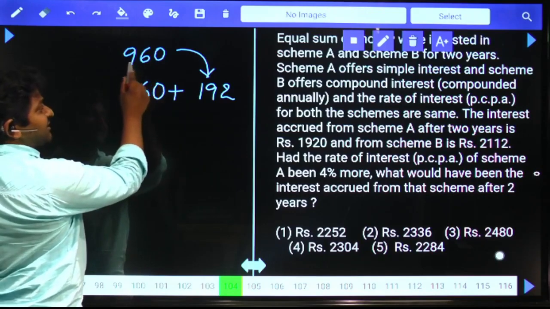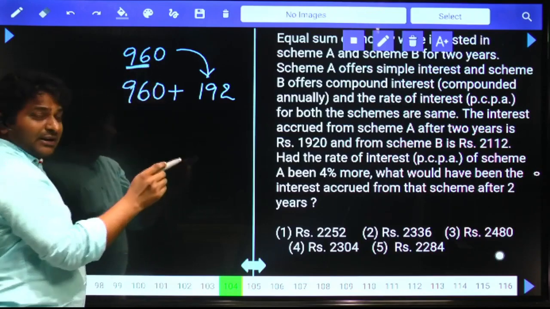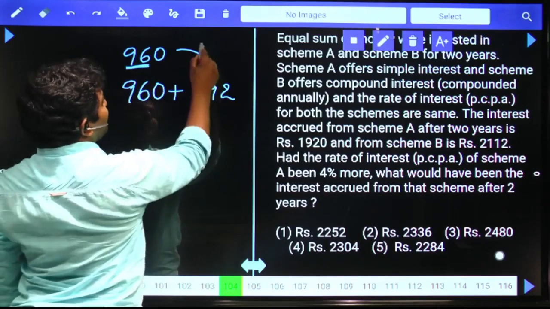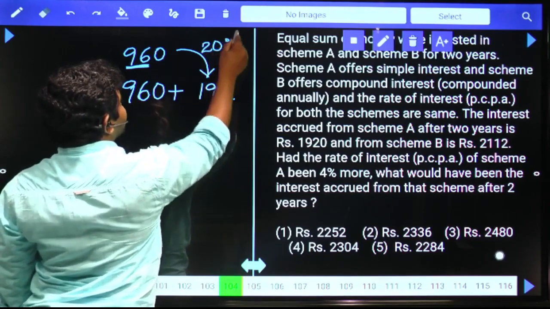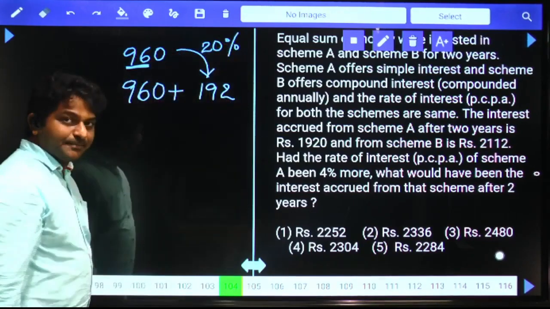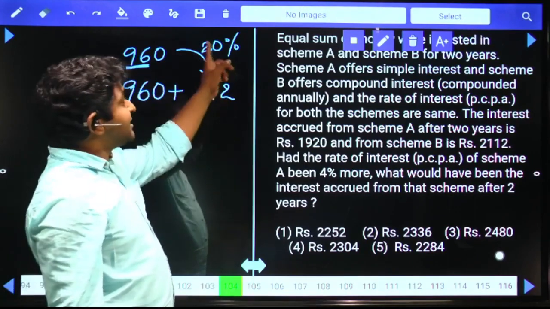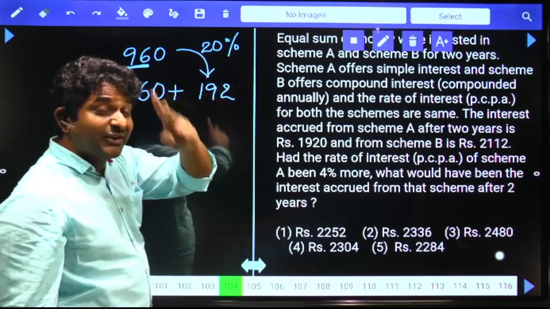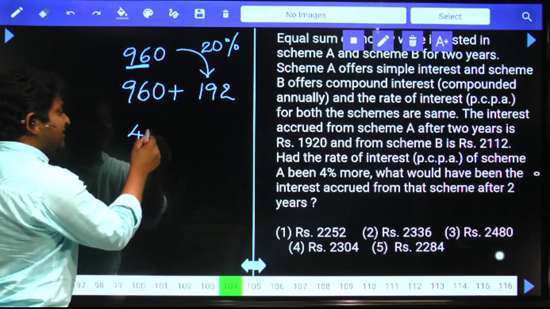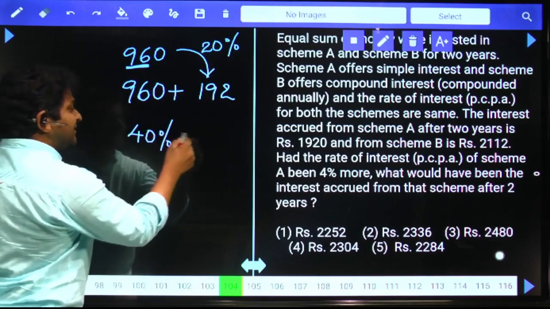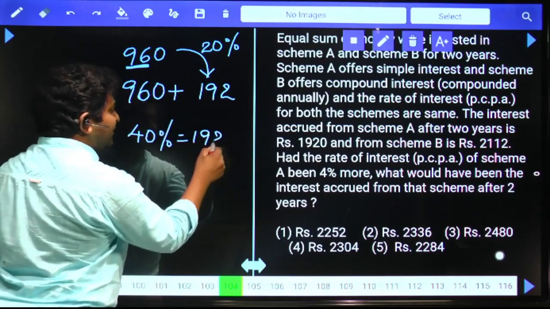Out of first year interest, 10% is 96. 192 will be exactly 20%. So the rate of interest is 20%. When the rate of interest is 20%, simple interest for 2 years in terms of percentage is equal to 40%. That is equal to 1920.